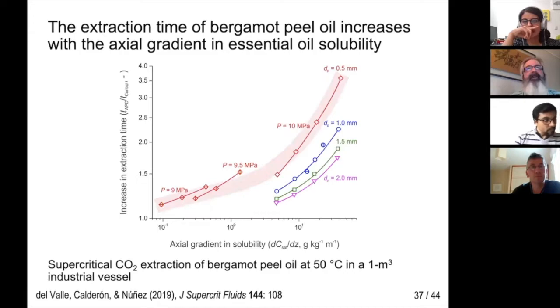There is a general trend for 0.5 millimeter particles in red that is independent of the inlet pressure of the CO2. Also, the pattern for 1 millimeter particles in blue holds out even when the mass flow rate of CO2 per unit of the cross-sectional area of the bed increases.